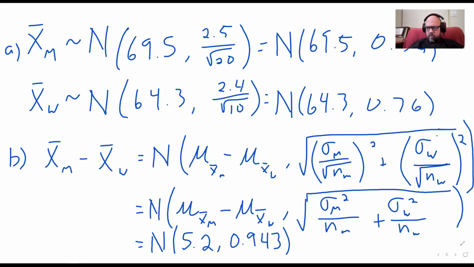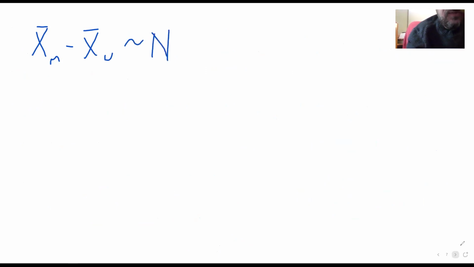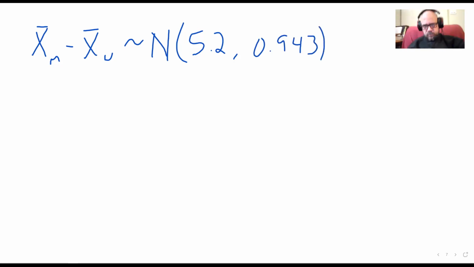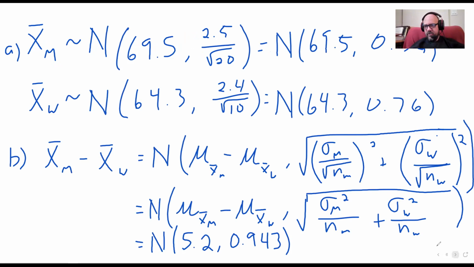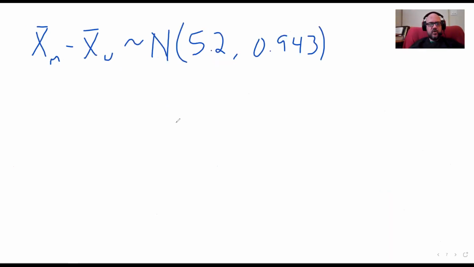5.2, 0.943. Okay, so I can say that x bar m minus x bar w is approximately normally distributed with a mean of not 0, 5.2, and a standard deviation of 0.943. I'm uncertain about that 4. I'm going to go back and look. All right, success. I remembered a single number correctly.